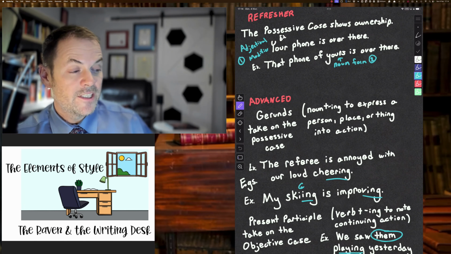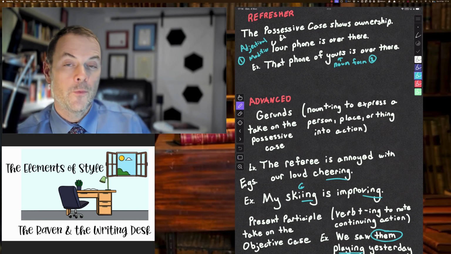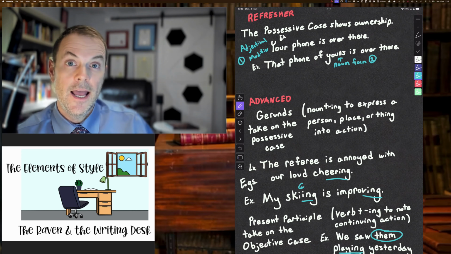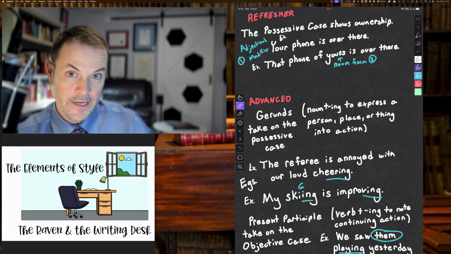Finally, the present participle takes on the objective case. A present participle is when we add ing onto a verb to express a continuing action. For example, we saw them playing yesterday. And that wraps up rule number 10. I know it was a little intense at parts there, but if you go through it a few more times and you practice with it, the more it's going to make sense. So in the meantime, let's move on to the next rule.